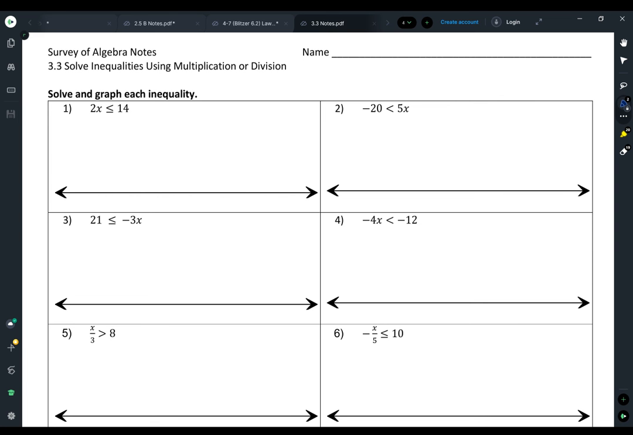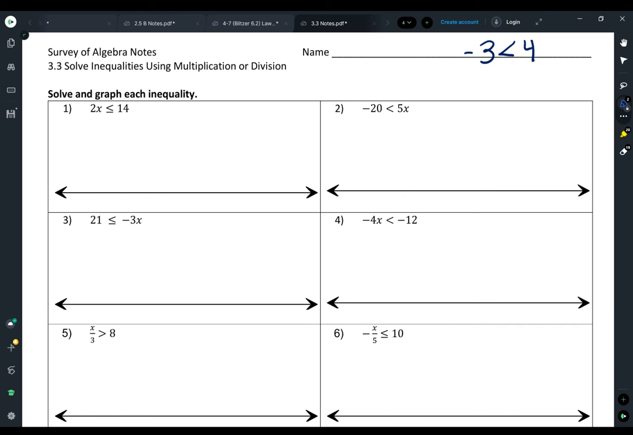So the adding and subtracting was really easy because all we did is solve like we used to. We'd add numbers on both sides. We'd make sure to carry things down. And it was pretty much like working with an equal sign. With multiplication and division, it's going to be a little bit trickier, and I'm going to take a minute here to explain why. So if I have something like -3 is less than 4, that's a true statement.